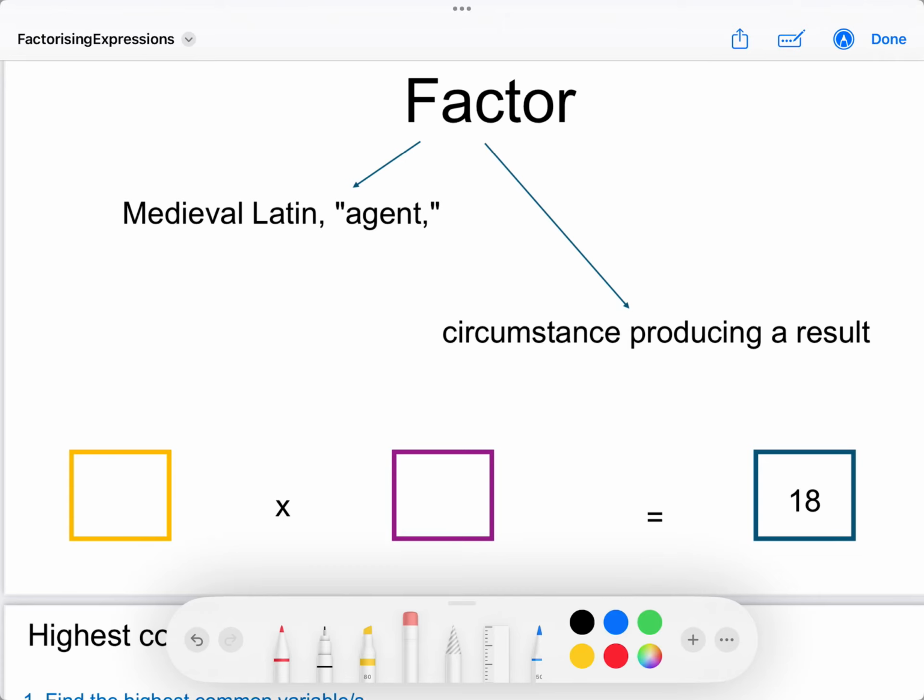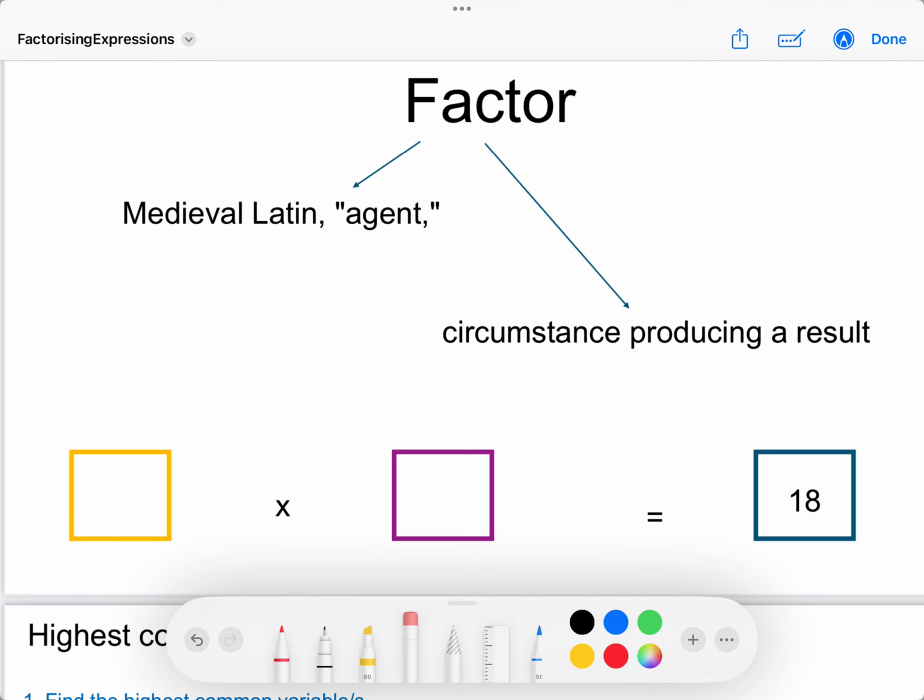We are going to look at factorizing algebraic expressions. To begin with, let's recall what the word factor means. Factor comes from the Latin term meaning agent, or circumstance producing a result. In maths, factors are numbers that multiply together to give a result.